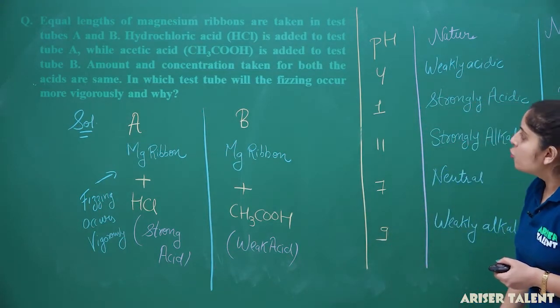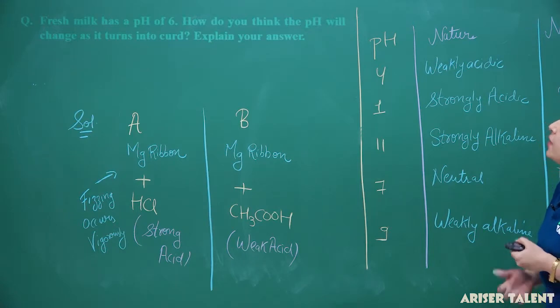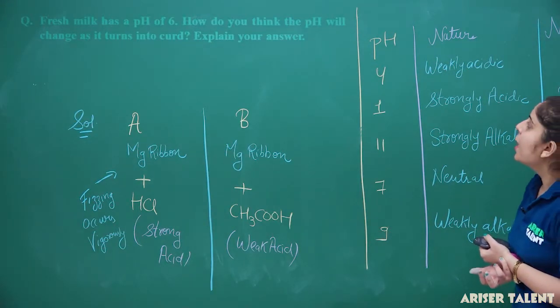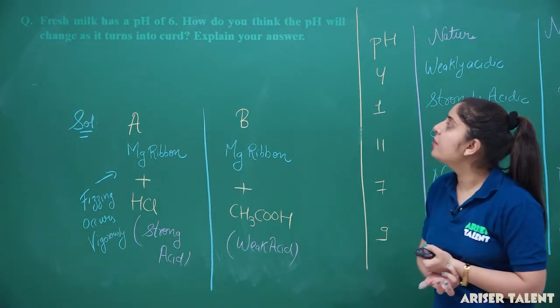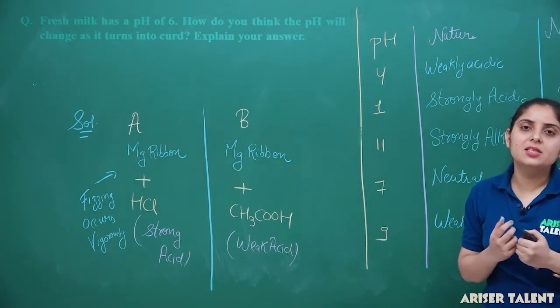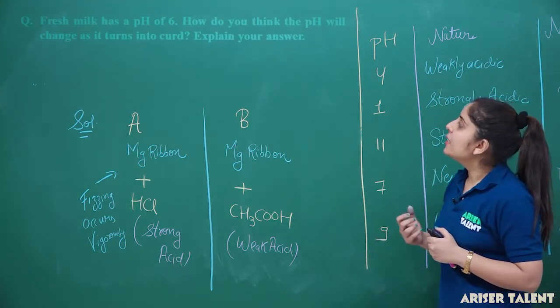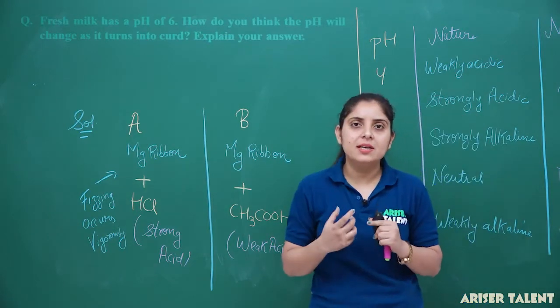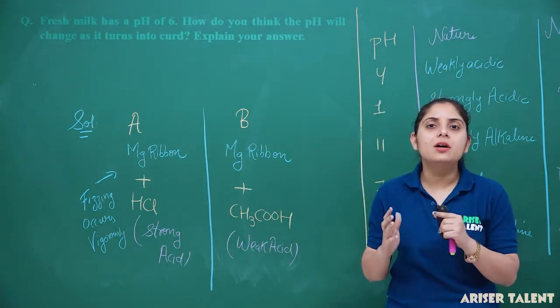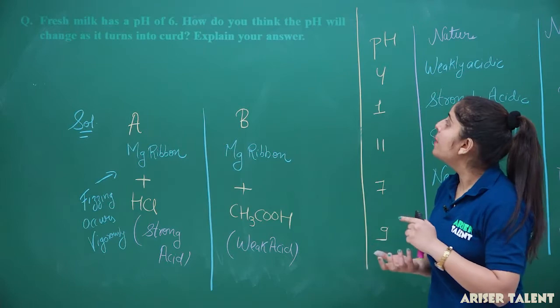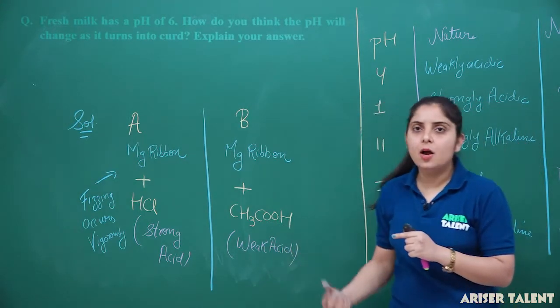Now, our next question is, fresh milk has a pH of 6. How do you think the pH will change if it turns into curd? Explain your answer. Now, we have considered that fresh milk has a pH of 6. When it turns into curd, what will basically happen and what will happen to its pH? We will discuss it now.